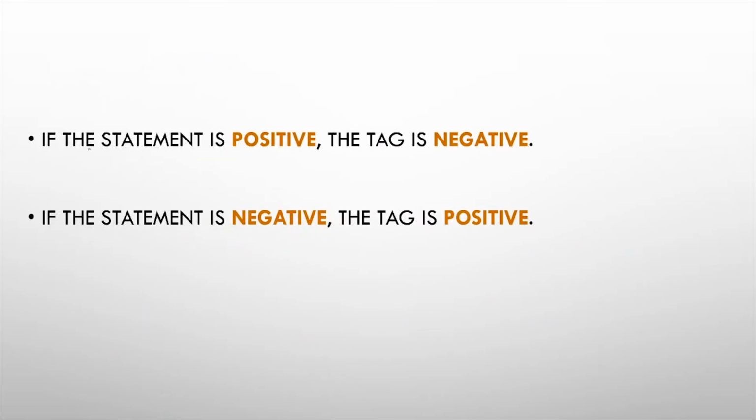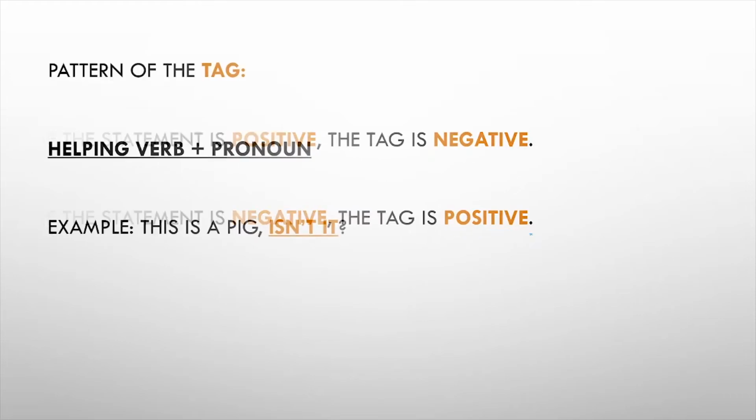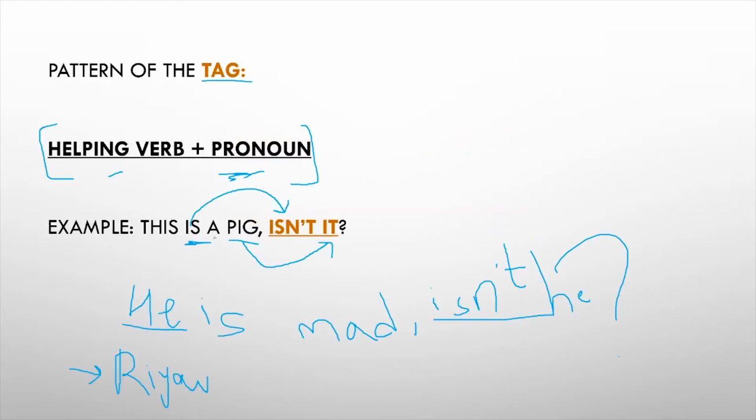this is important. If the statement is positive, the tag is negative. And if the statement is negative, the tag is positive. Now, it works vice versa, guys. See here. When I say this is a pig, it is a positive sentence. My tag is becoming negative. Isn't it? I have added not to is.